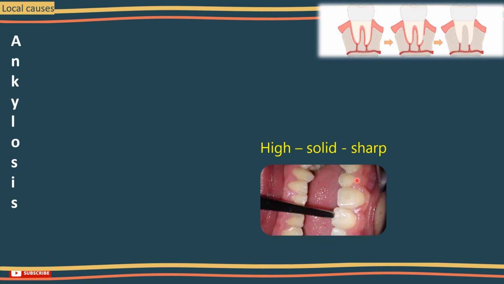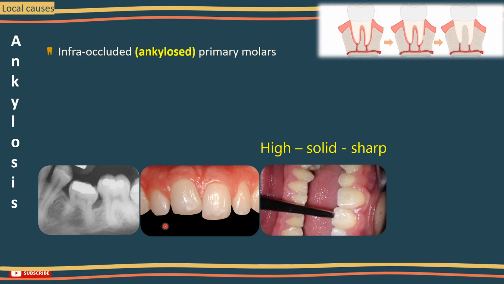Infraoccluded or ankylosed primary molars occur where the primary molar has failed to maintain its position relevant to the adjacent teeth in the developing dentition and is therefore below the occlusal level of adjacent teeth. Often cause disruption in normal resorptive repair cycle of exfoliation.